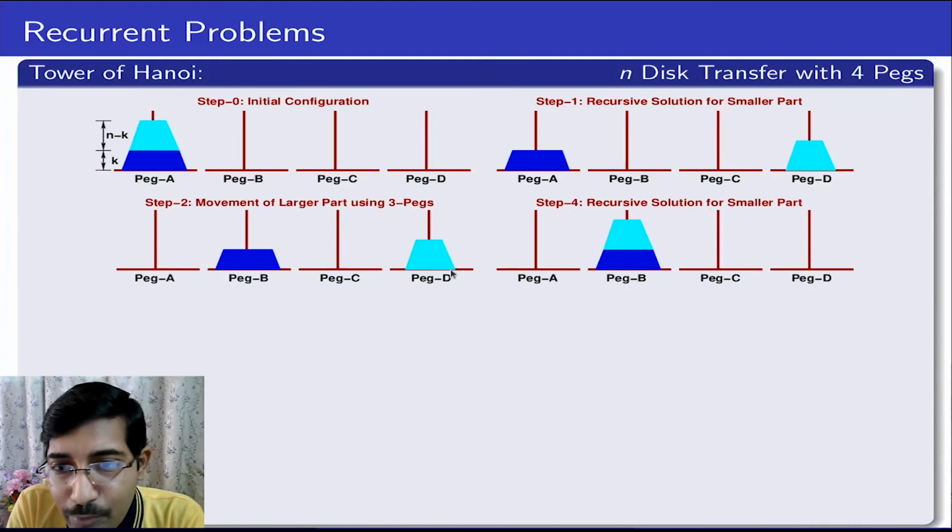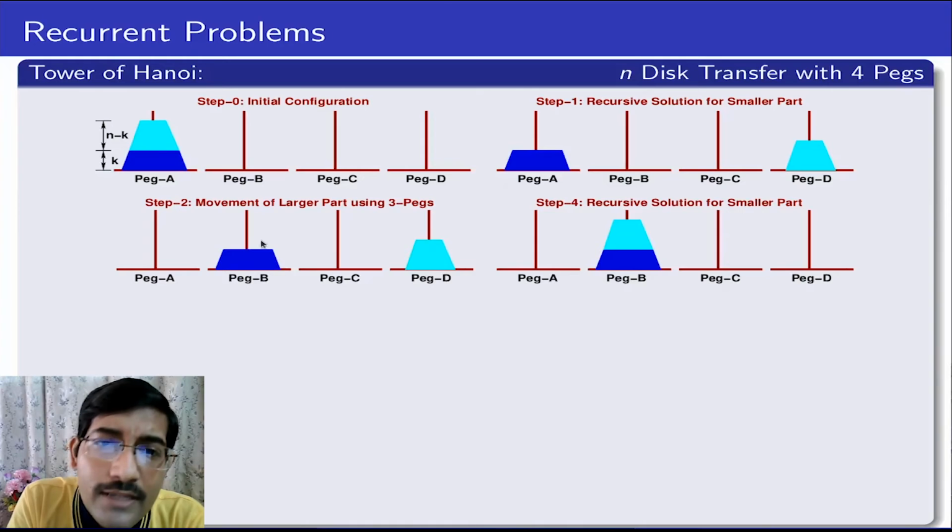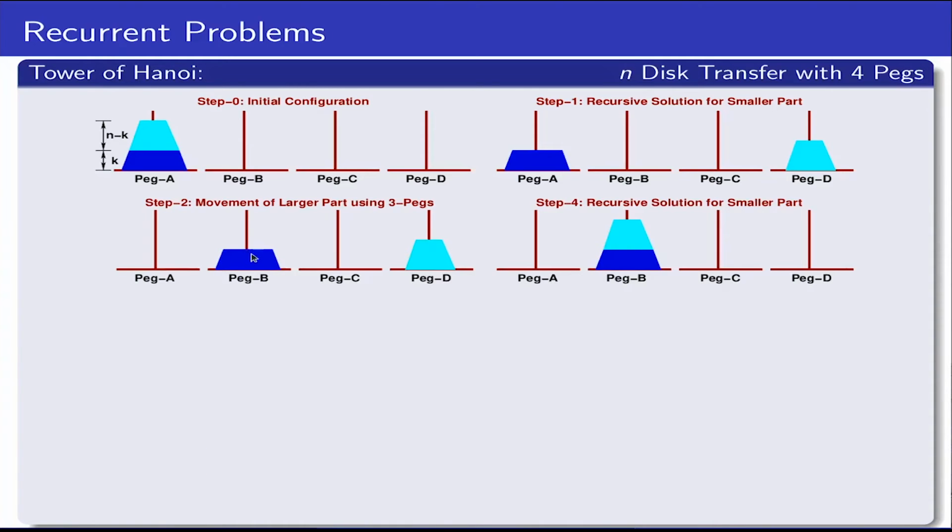Finally, when I try to put back the n minus k number of disks here, I can again use the 4 pegs because all of these disks are smaller. So even if one disk I put up and place here, that is also permissible. Whereas in this case, I could not put any disk here, any of the disks from A to D. I cannot put it in this configuration.